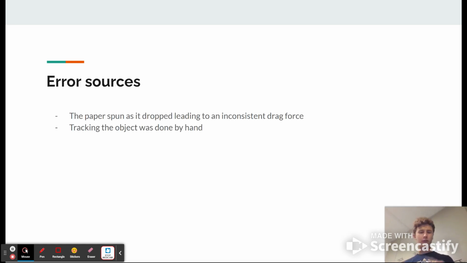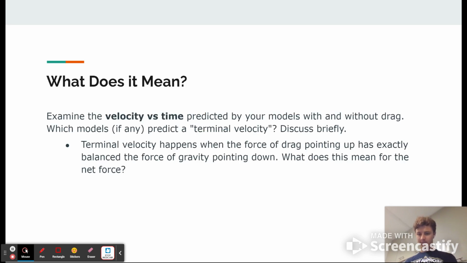Error sources: the paper spun as it dropped, which led to inconsistent drag force. Not that the drag force is ever constant, but as it rotated, it changed the shape of the body being pushed on by the air. So it led to a less consistent drag force than you would expect. And then again, the tracking in Tracker is done frame by hand, and sometimes it's hard to find the reference point and be super exact with that. So that can lead to small deviations, but still deviations nonetheless.